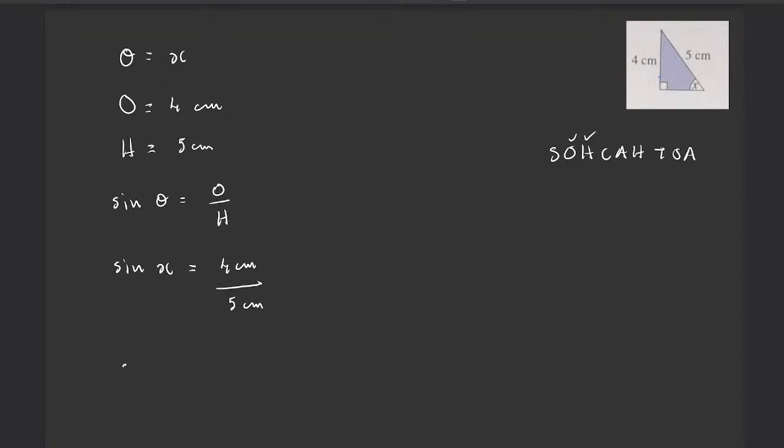Let's simplify this. Sine x is equal to, we have cm in our numerator and cm in our denominator. They can cancel each other, and that is equal to 4 over 5. We are at a point where we want to find x, and we are applying the trigonometric function sine to x. We need to get x alone on one side of the equal sign. In this example here, it's going to be the left, right? So we have to transpose our trig function sine. Whenever you're taking a trig function and you're moving it or transposing it to the other side of the equal sign, it becomes the inverse.